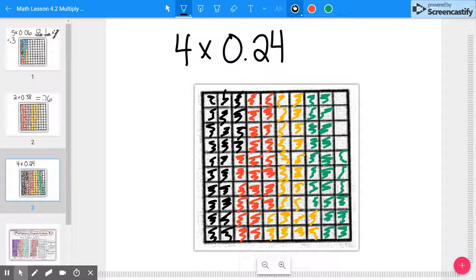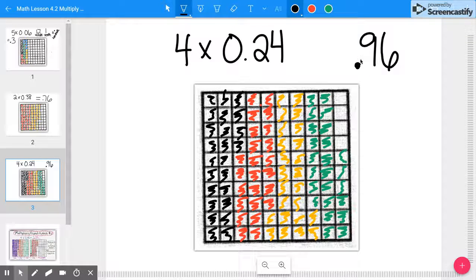How many hundredths did I color in? Well, this would be 10, 20, 30, 40, 50, 60, 70, 80, 90, 91, 92, 93, 94, 95, 96. 96 hundredths is what I colored in. But in decimal form, when I write 96 hundredths, I need to put my decimal point in front.